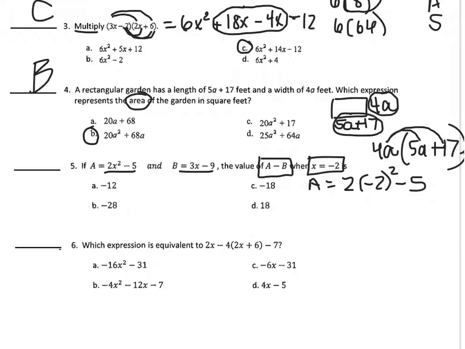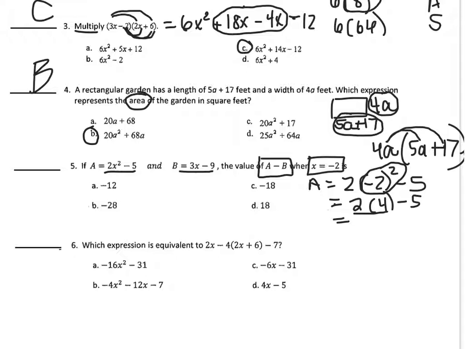Many of you on the test made that common mistake of multiplying 2 times -2 first and then squaring that result. If you think of PEMDAS, you have to do the exponents first. -2 squared is +4, because a negative times a negative is a positive. You end up with 2 times 4 minus 5.